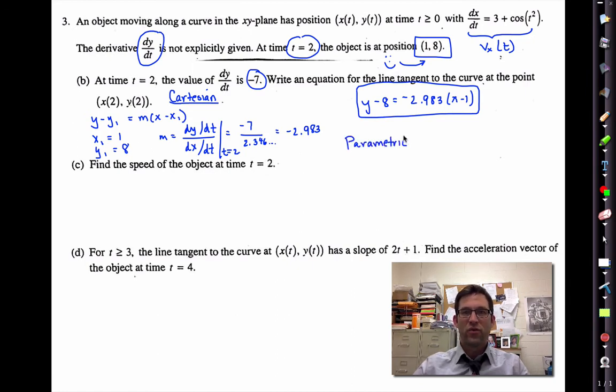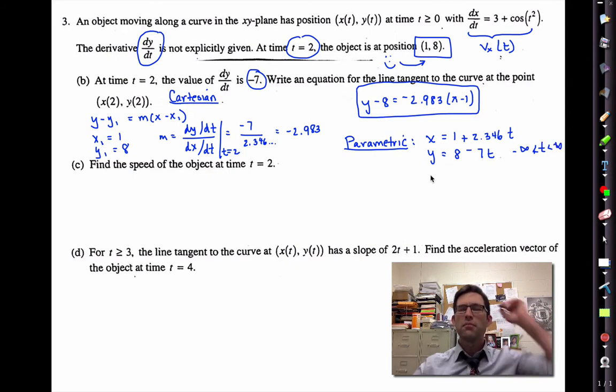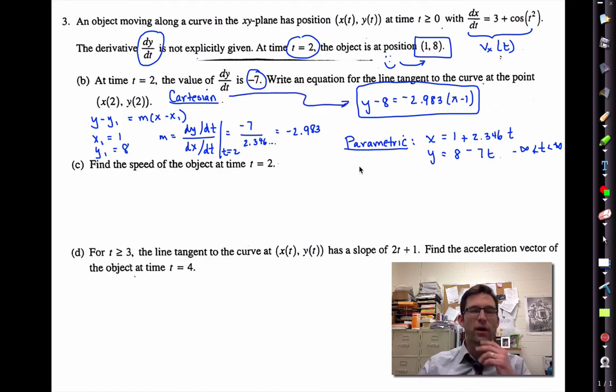I don't have a lot of room, I apologize, but it would look something like this. X equals 1 plus 2.346 times t, and y would be 8 minus 7 times t, and then I'd have to have that whole negative infinity is less than t is less than infinity thing. Again, most people are probably going to go with the Cartesian form, which is the form that only contains x and y, but you never know. All right, letter C, no problem.